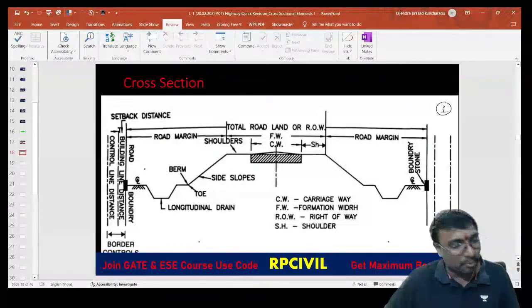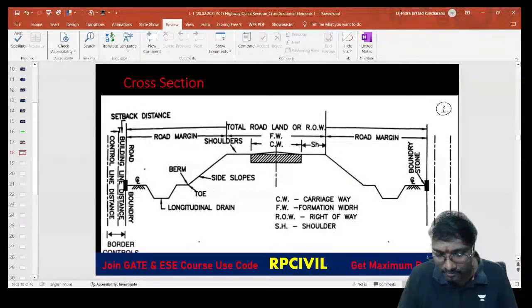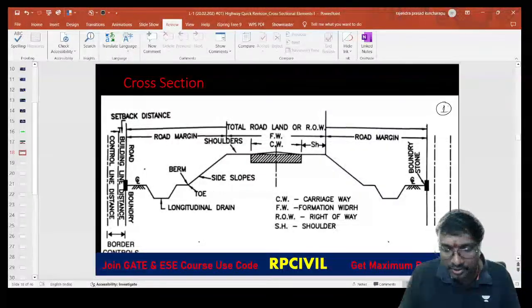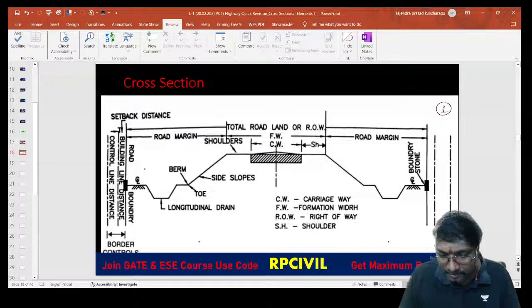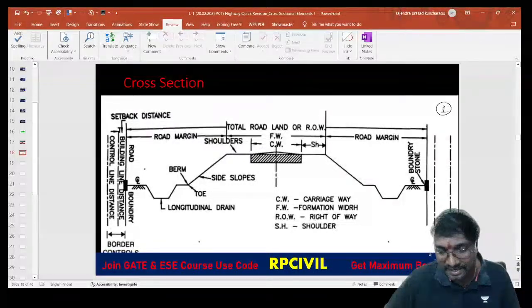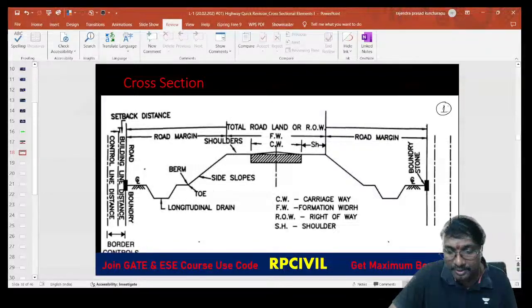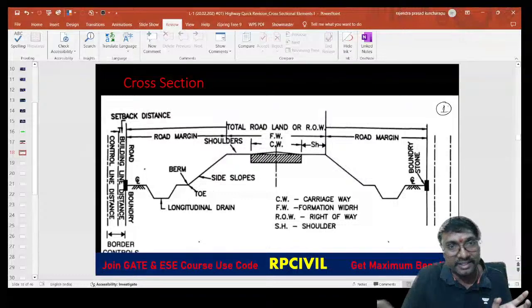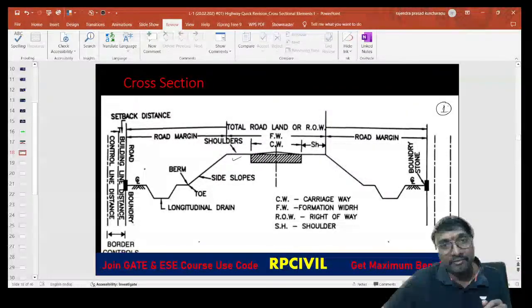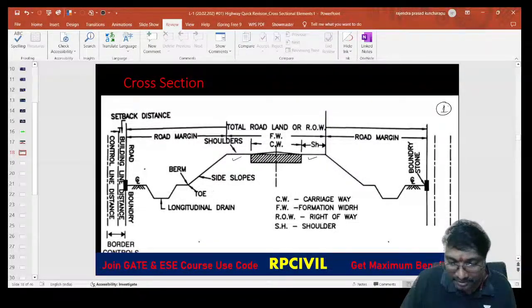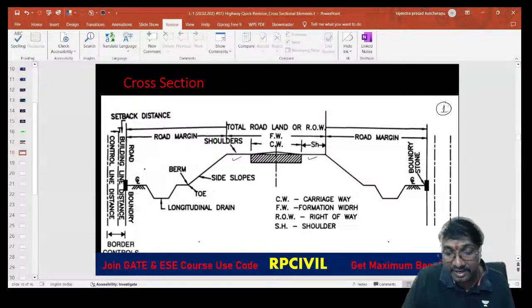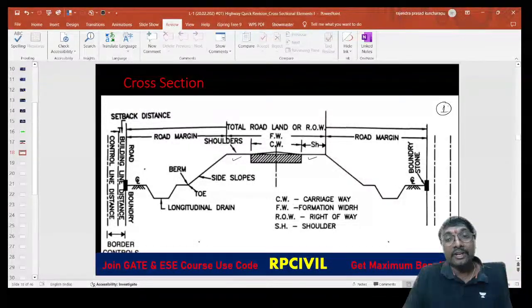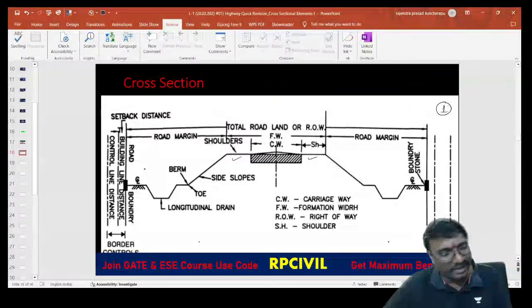What is that central portion? The central portion will be the carriageway. Immediately to the left and right of this carriageway, that will be your shoulder, if you observe.